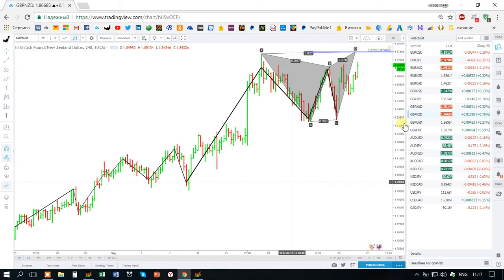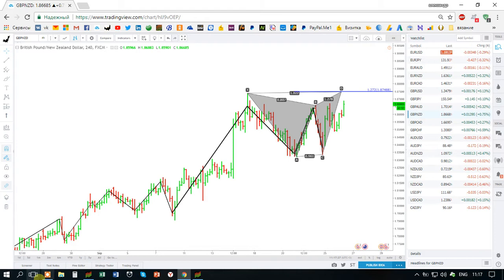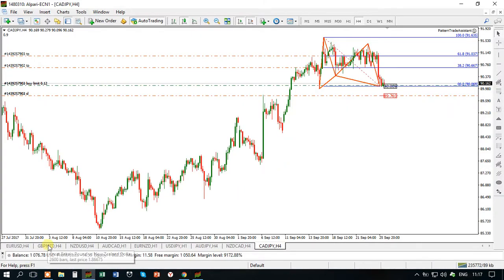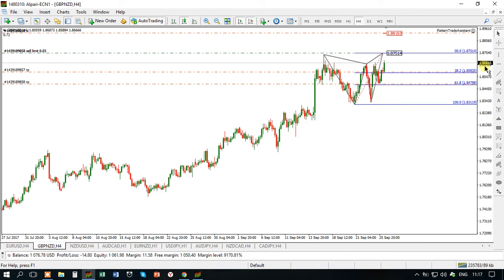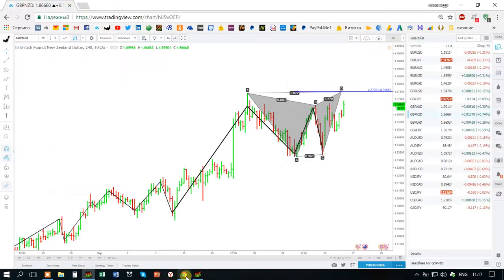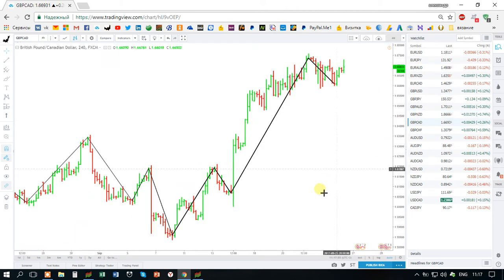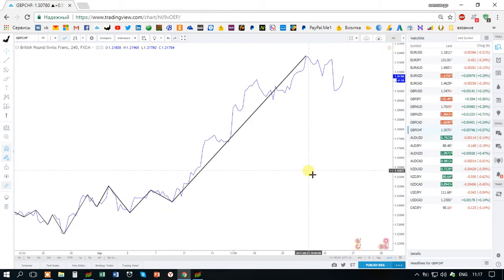Okay, pound New Zealand potential butterfly pattern. Let me see if I have placed that pattern. Pound New Zealand, yes, the 4-hour butterfly pattern. Here are the numbers. You can pause the video to write down the numbers. In brackets you see the target levels, and in the arrows you can see the stop loss and entry. It is a sell limit order. Let's go next. Pound New Zealand, pound Canadian, nothing here. Pound CHF.